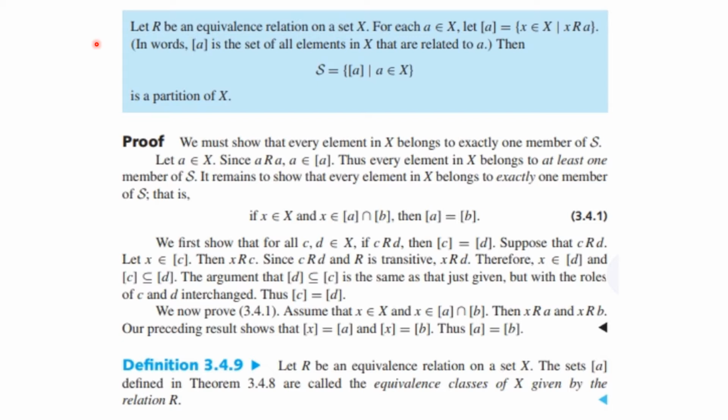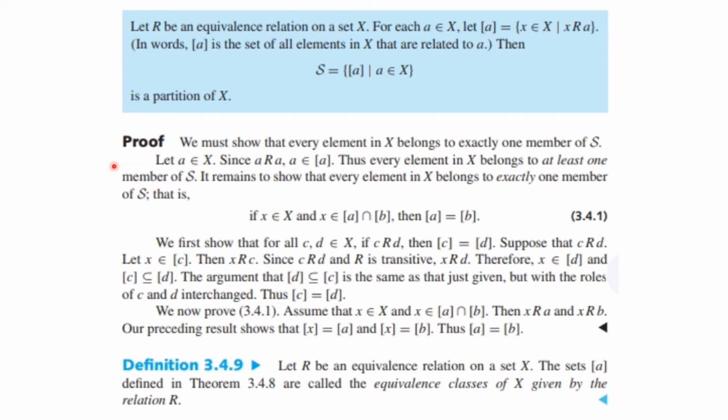We have another theorem. Let R be an equivalence relation on set X. For each a, an element of X, let the equivalence class of a, which we know is equal to this, then the set script S, equal to all of those equivalence classes for x an element of X, is a partition. You see, we've shown that a partition causes us to have an equivalence relation. Now we're saying if I have an equivalence relation, I will have a partition.